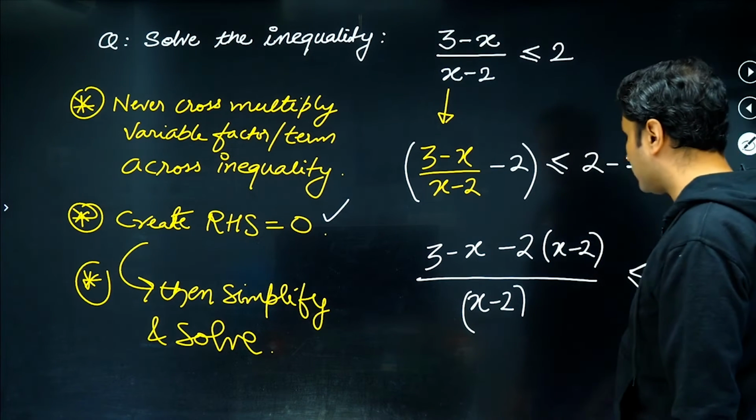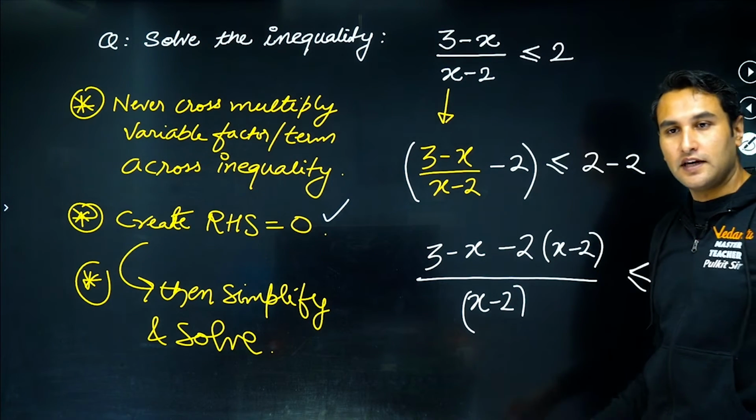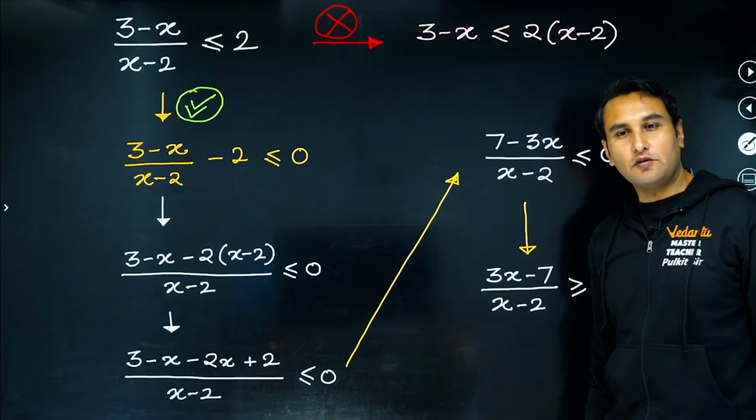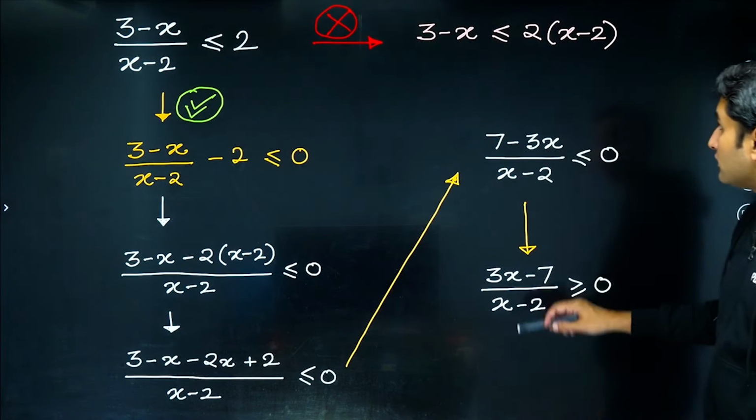Got it? Less than equal to 0. Clear hai? Now bachcho, simplify this. Do you realize a factor in the numerator, a factor in the denominator, wavy curve? This will become wavy curve. So let's check the calculations, all of you. So what we have done?